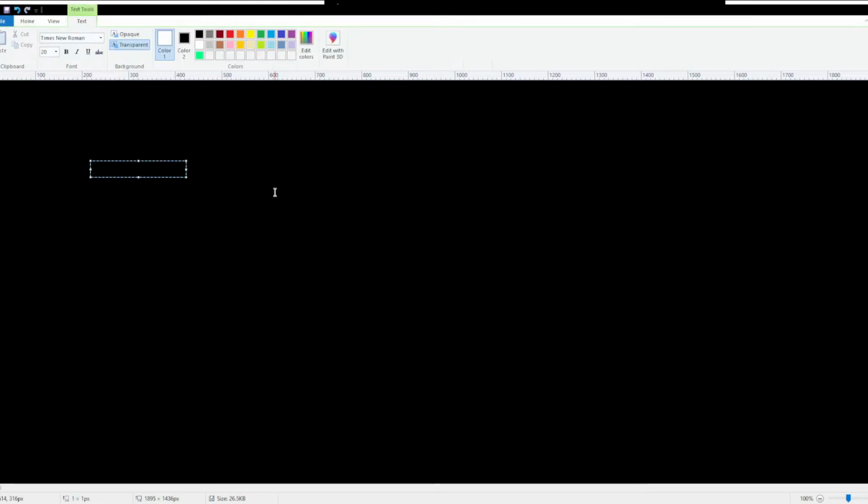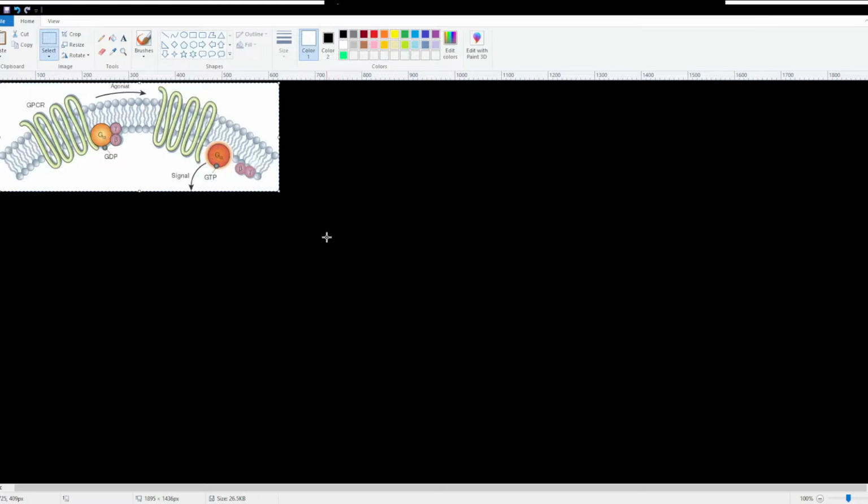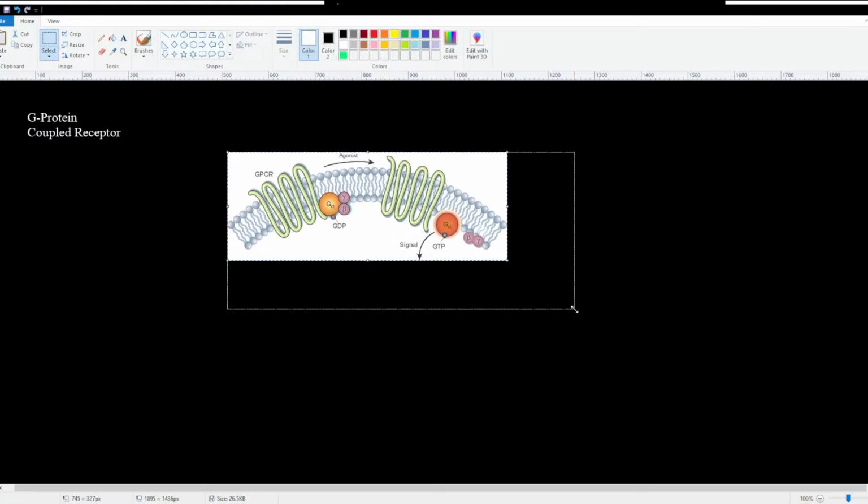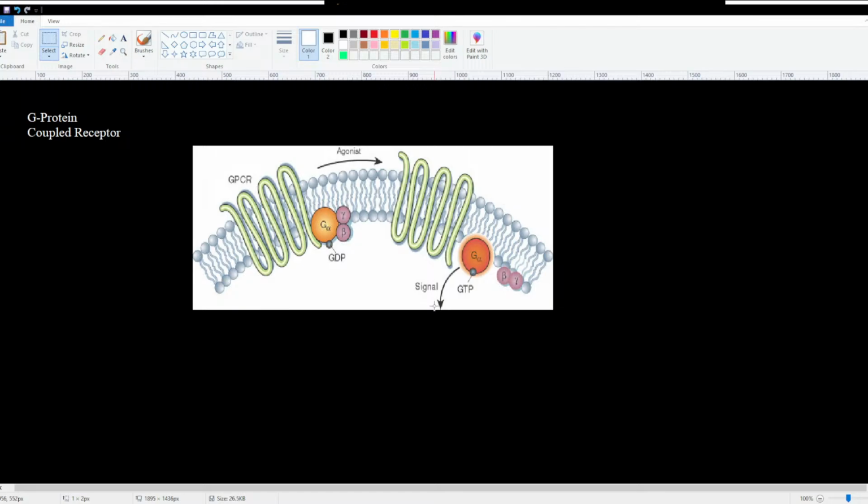What is GPCR? G protein coupled receptor. That's a mouthful, and it's a lot easier for me just to look it up and show you what a GPCR looks like. So what does this do? Okay. So this is your GPCR.